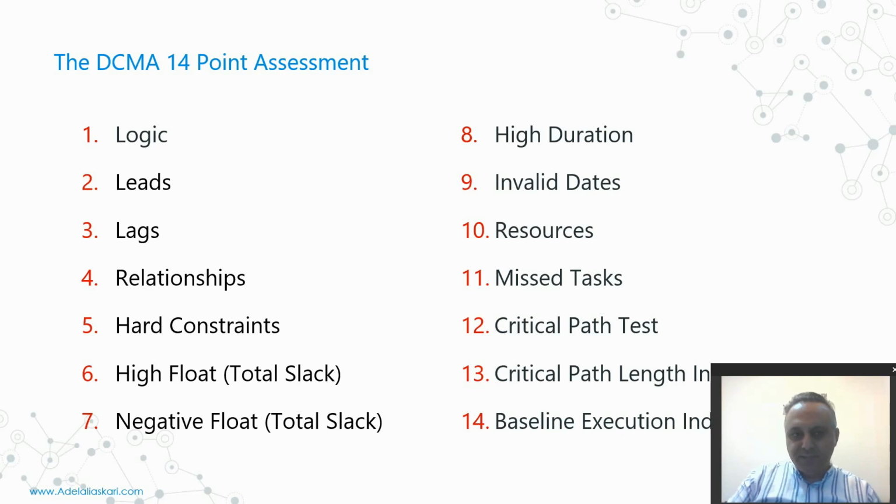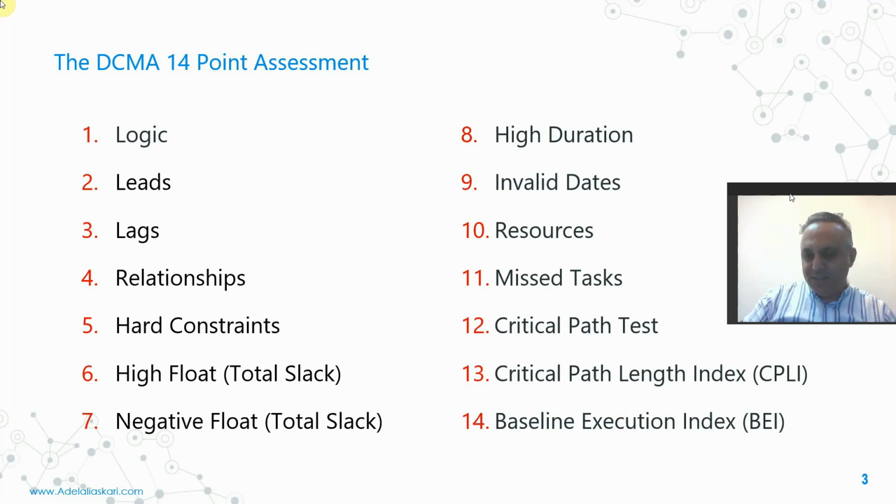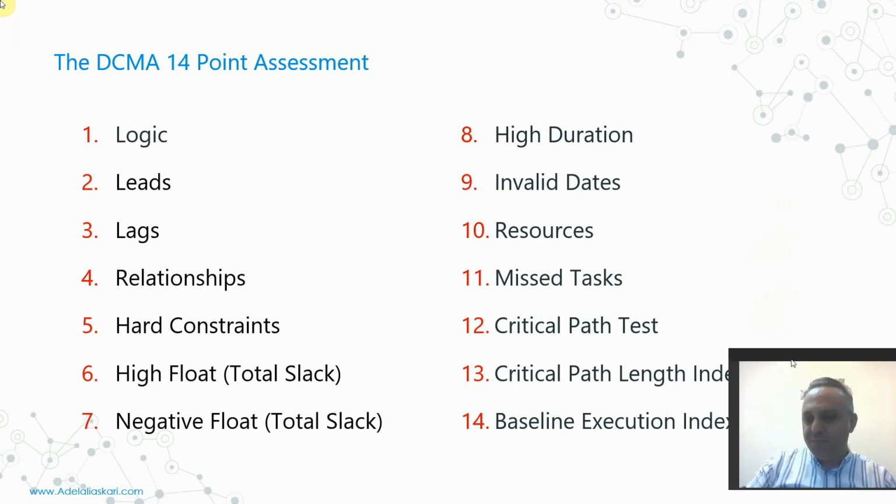The first one is the logic, second one is leads, third one is lags, the fourth one is relationship, hard constraint is the fifth one, high float or total slack is the sixth criterion, the seventh one is the negative float, continued with the high duration, invalid dates, resources, missed task and critical path test. Also, we have the critical path length index or CPLI and the baseline execution index or BEI.